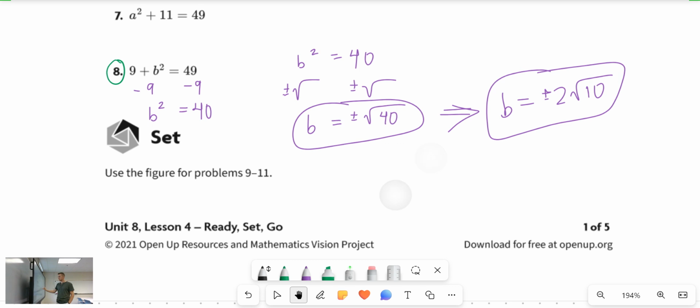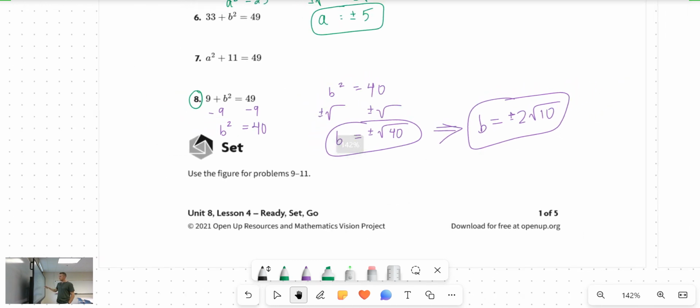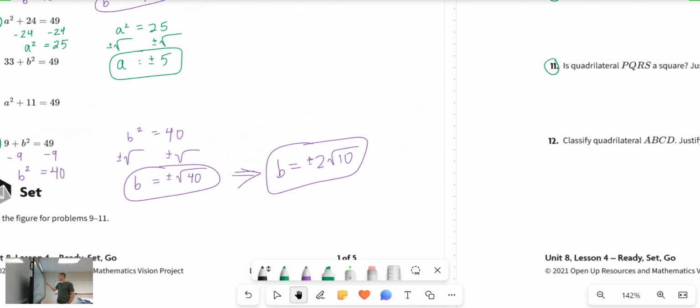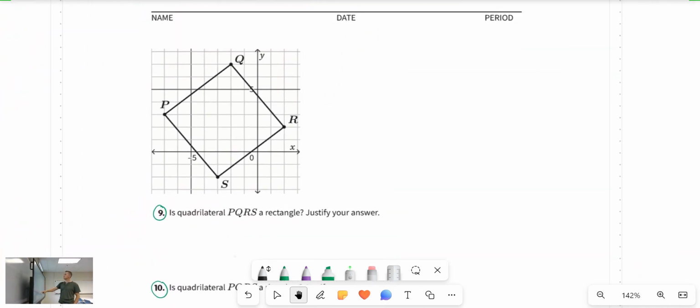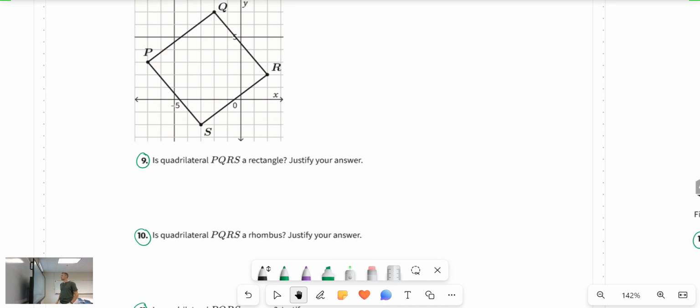All right, that is our ready complete. Use the figure for problems 9 through 11. Okay, let's go look and see what our figure is. Here we go. Here's our figure. Is quadrilateral PQRS a rectangle? Is it a rectangle?